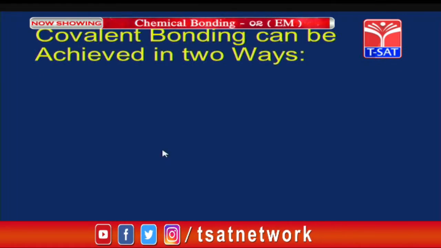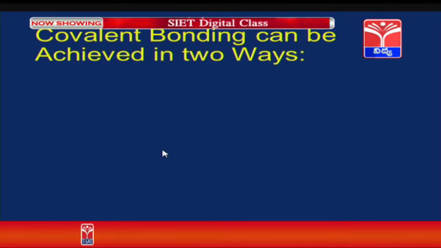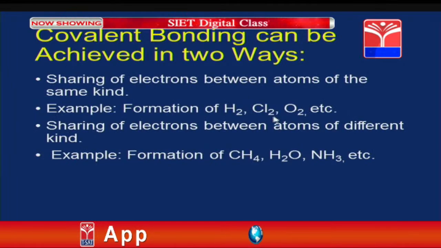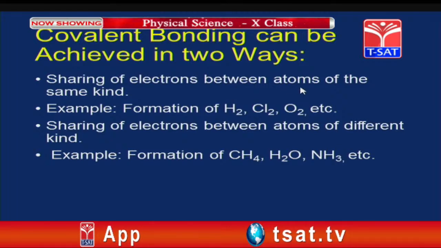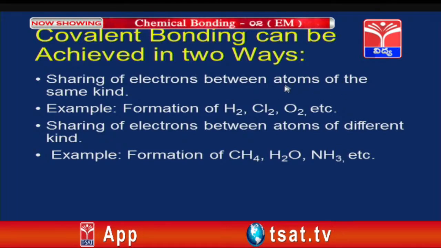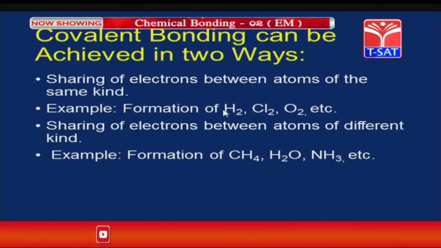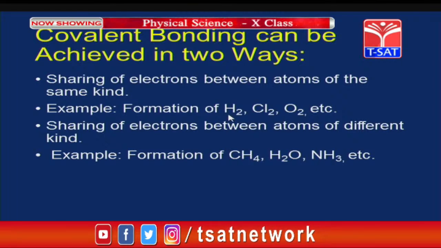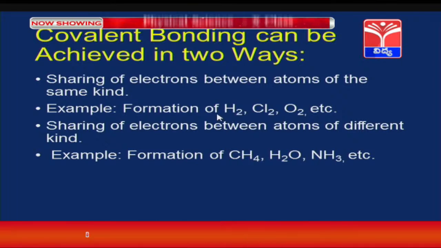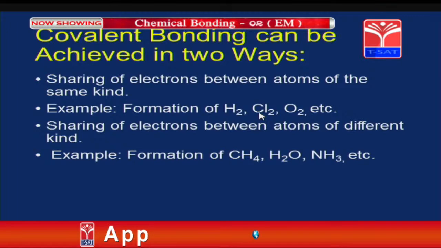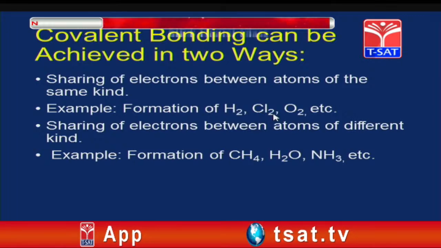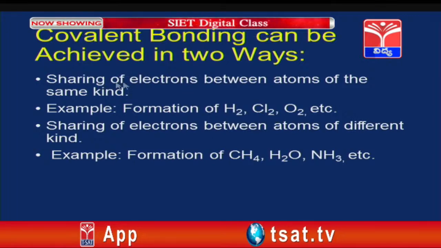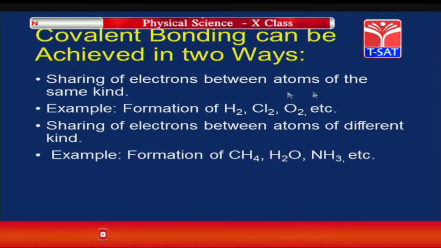So, children, covalent bonding can be achieved in 2 ways. One is that the sharing of electrons can take place between the atoms of the same kind. For example, H2, Cl2, O2. That means, here one pair of electrons is shared between the 2 same hydrogen atoms. Here also 2 chlorine atoms have shared a pair of electrons. So, like that, sharing of electrons between the atoms of the same kind can take place.